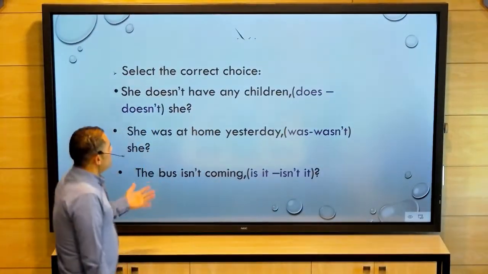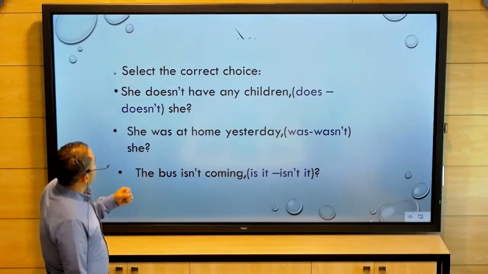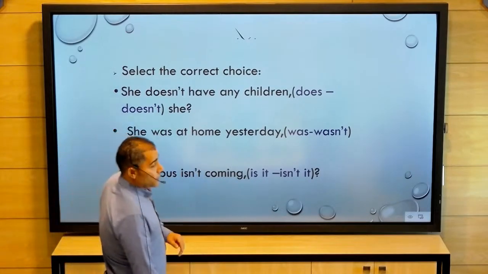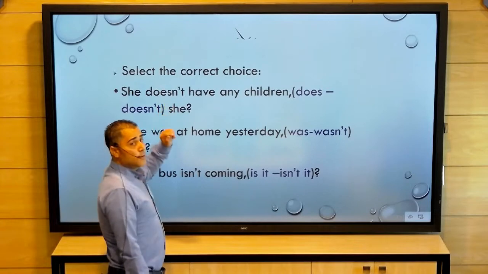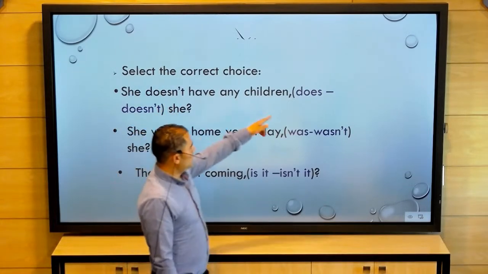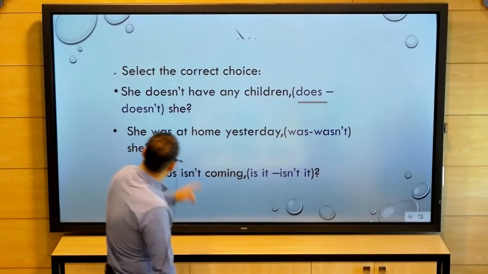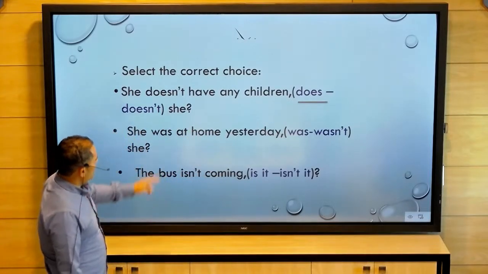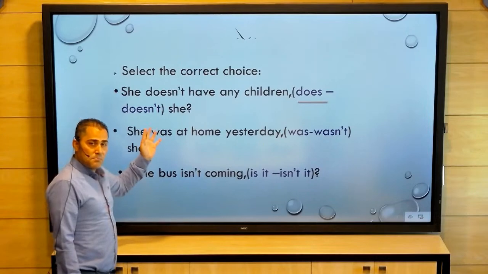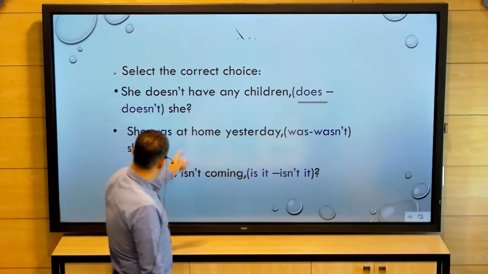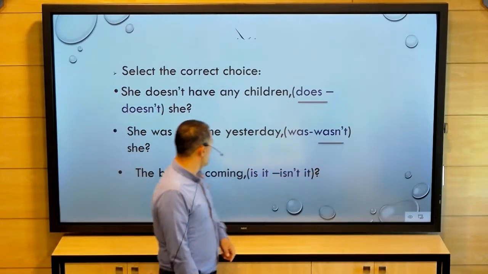We have to choose the correct choice here. She doesn't have any children. The auxiliary is doesn't, okay? In the positive form, it will be does. Just like that, does she. She was at home yesterday. Here we have the auxiliary was in the positive, or affirmative. We go with the negative, wasn't she.